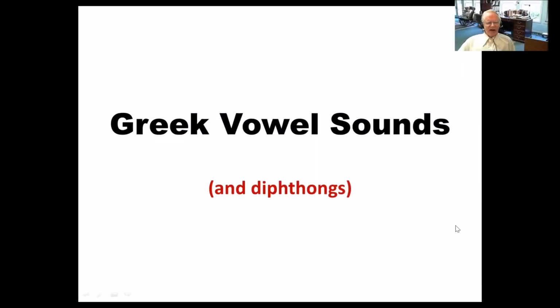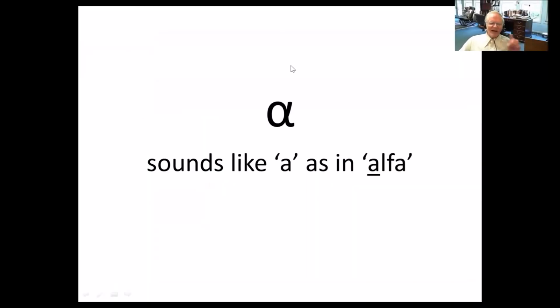The vowel sounds and the diphthongs. Okay, an A, that's an alpha, sounds like the sound of A as in alpha. A, A, A. Now, here's an encouraging thing. Once you establish the sound of the vowel, it's going to be the same always. It's much easier than English. English is impossible. So once you establish that A is A, you've got it.